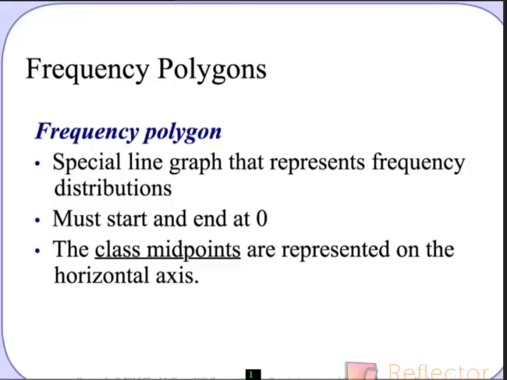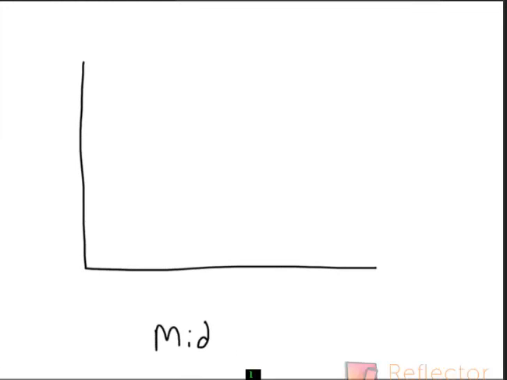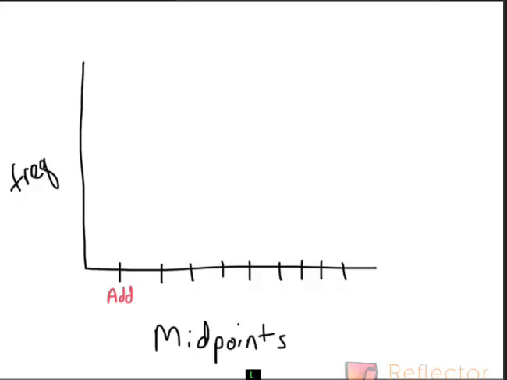And so when I do this, if I go here, I'm going to have midpoints here. I'm still going to have my frequency along the y-axis. I have to be a little bit careful because my normal midpoints are going to be in here. I have to add additional midpoints. So this midpoint has to be added and this midpoint has to be added.